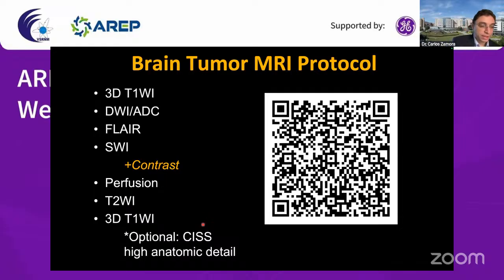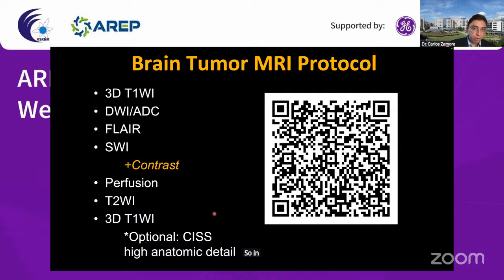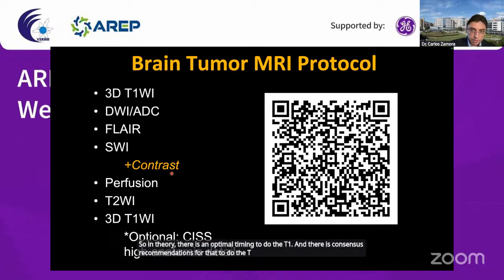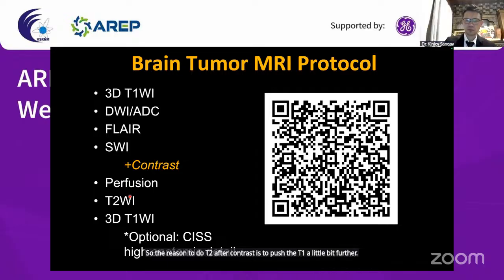Yes, that's a good point, and thank you for bringing that up. The reason why we do it here, it's not for the sequence itself. The T2 sequence is not gonna really change much after contrast. So, in theory, there is an optimal timing to do the T1, and there are consensus recommendations for that. To do the T1 after contrast should be between 8 minutes to 10 minutes after you inject contrast, right? So the reason to do T2 after contrast is to push the T1 a little bit further. That's the reason, it's just to insert a little bit of space.